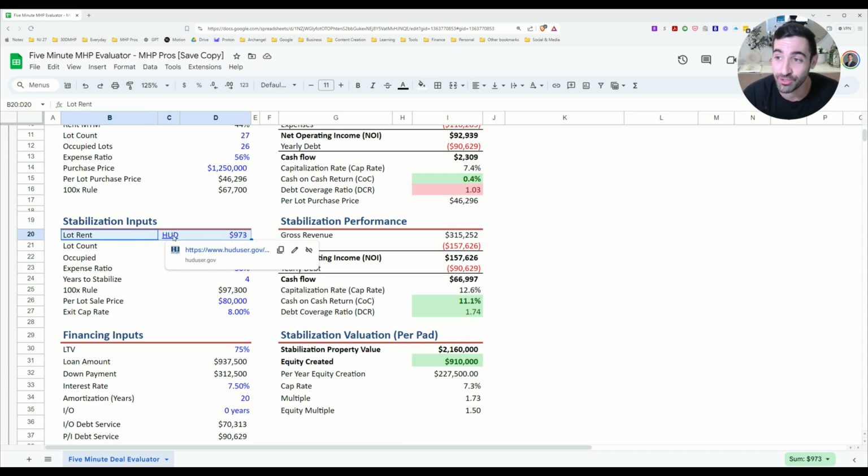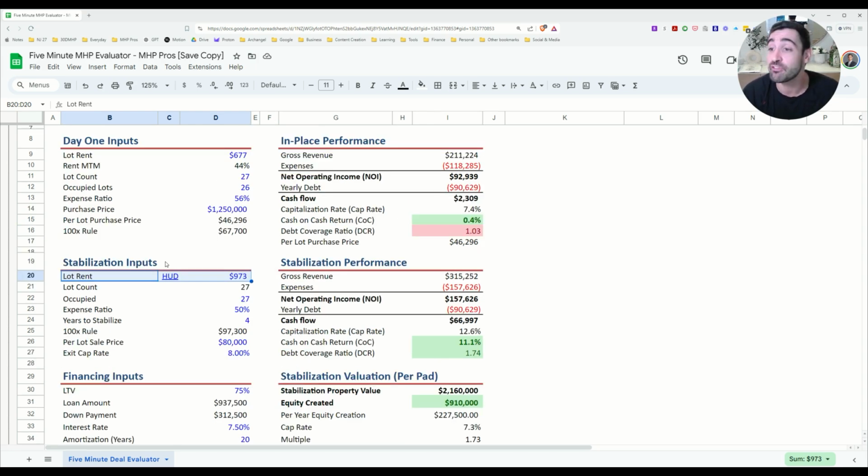And hopefully it's higher than the existing lot rent, right? Hopefully there's some upside potential that you can extract from the lot rent to bring it to a fair market rent. Again, we are saying fair market rent. What is fair for that area? You're not overcharging people in affordable housing for the homes that they're living in.